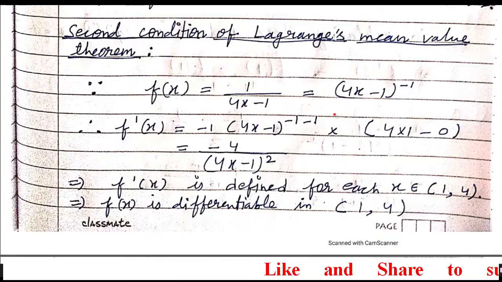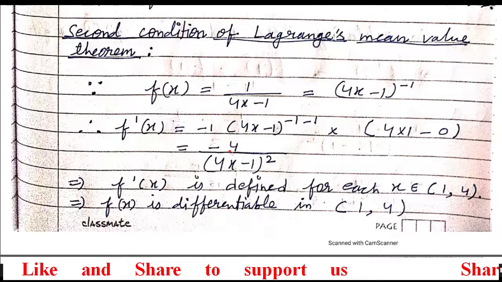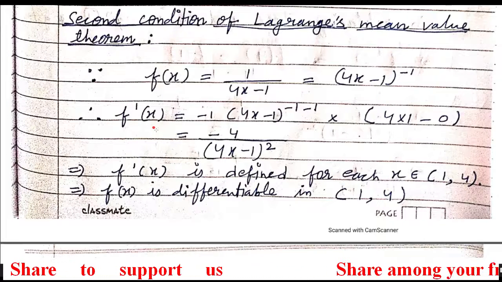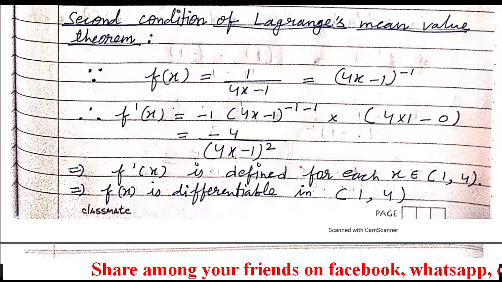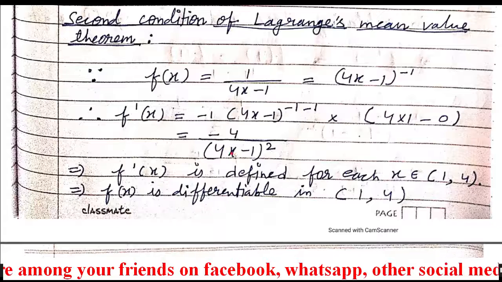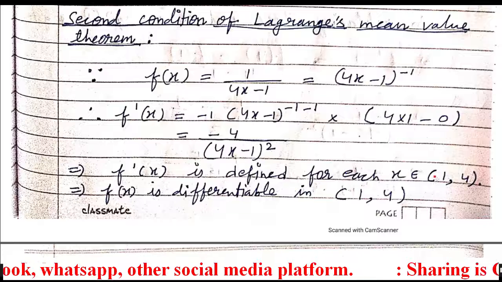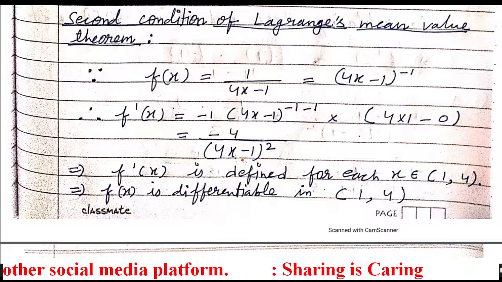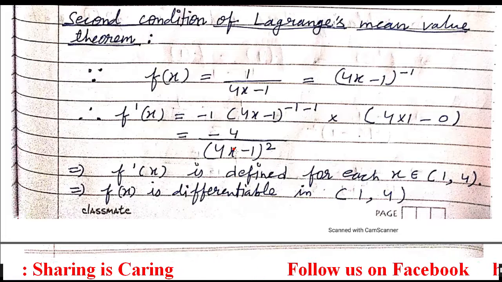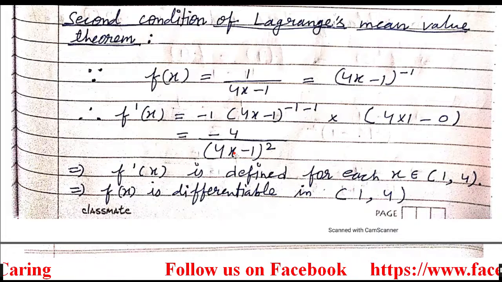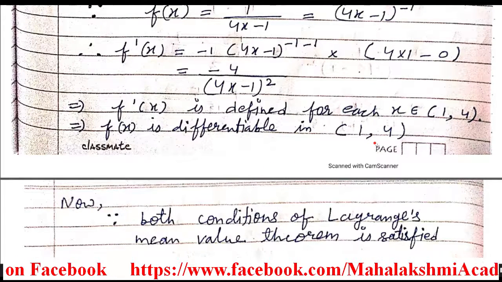And here, 4 and minus 1 multiplied, we obtain minus 4. Now we have to check that this function is differentiable for every value which belongs from 1 to 4. So students, we only have to check whether f dash x is defined for each x between 1 to 4. If we orally substitute the values of x from 1 to 4 here, it is defined because it's not going to be infinity for any value. That's why f(x) is differentiable in the open interval 1 to 4.